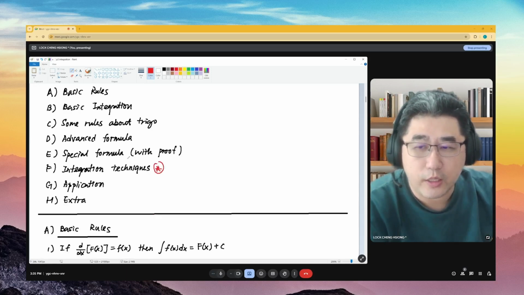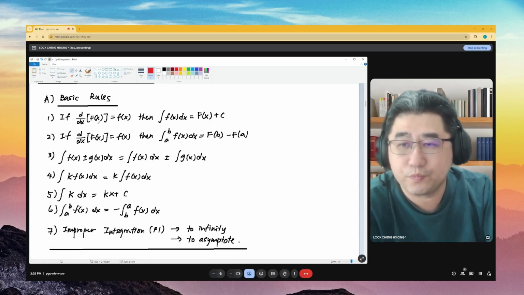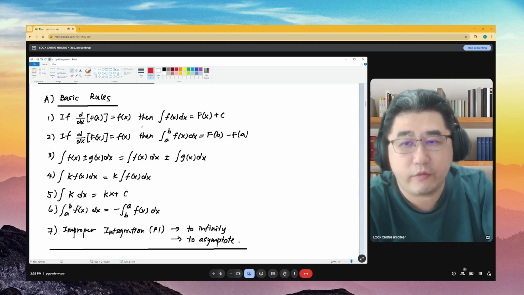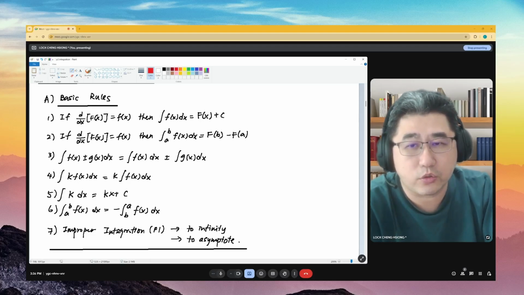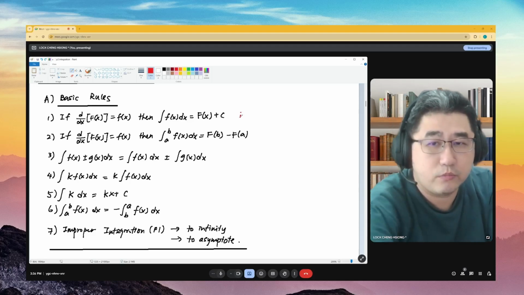Let's start with section A, basic rule. Let's try to recap the rule. Basic rule number one says if d/dx of capital F equals small letter f, then the integral of small f equals capital F plus c. This is what we call indefinite integration.